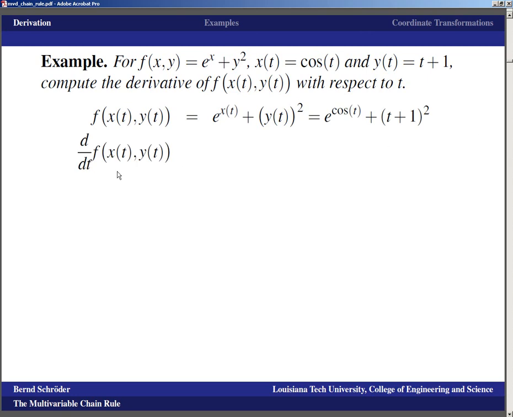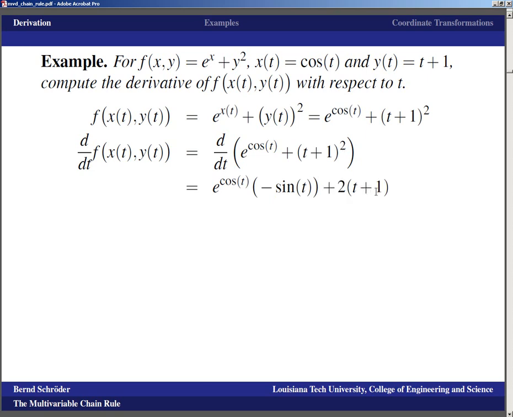If we now want to take the derivative with respect to time, well, the derivative of e^(cos t + (t+1)^2), that'll be the derivative of the exponential, which is e^(cos t + (t+1)^2), the exponential comes back, times the derivative of the inside, which is negative sine of t, plus the derivative of (t+1)^2, which is 2 times (t+1), times the derivative of the inside, which happens to be 1 here.